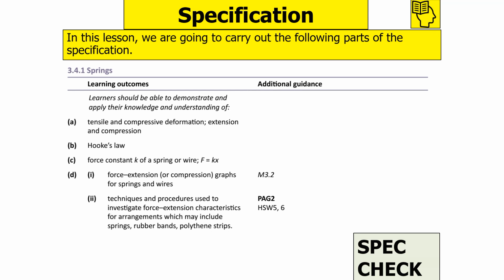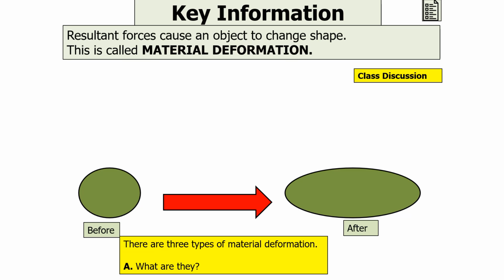So we're going to look at the following part of the OCR A-Level Physics specification, 3.4.1 Springs. Resultant forces cause an object to change shape, and we call this material deformation. Now there are three different types of material deformation.